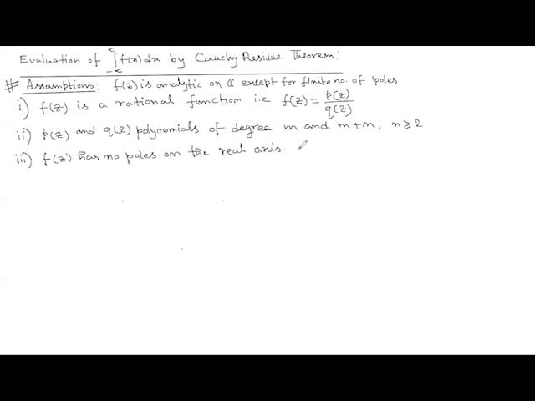Equivalently, we can say q(z) has no zero on real axis, and q(z) has at least one zero in the upper half plane. Now, if these assumptions are true, then we can go for this technique. So in the first step, step 1, we need to select the function f(z) depending on the given function f(x).